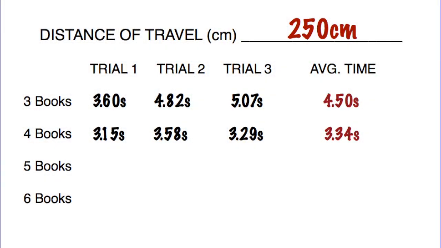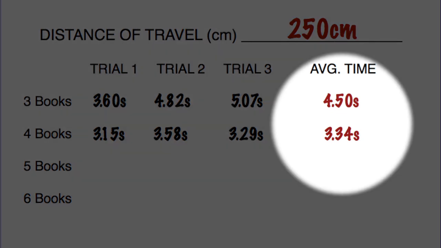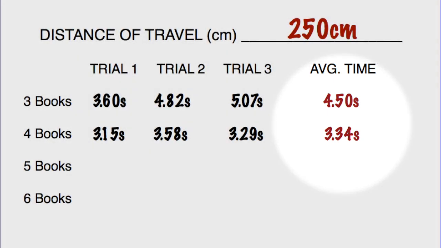After writing down our trial times and then averaging it, we get 3.34 seconds, which is considerably less than the three book height, which was 4.50 seconds. Okay, we're going to five books now.